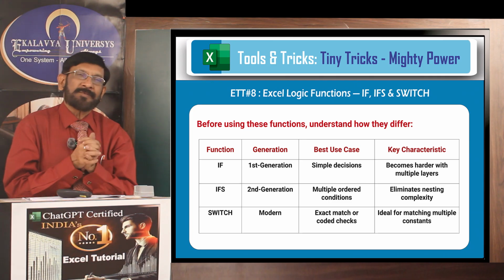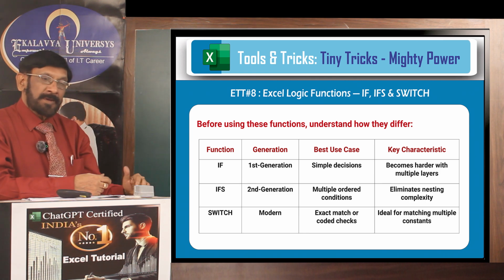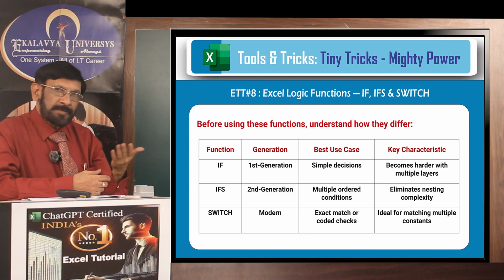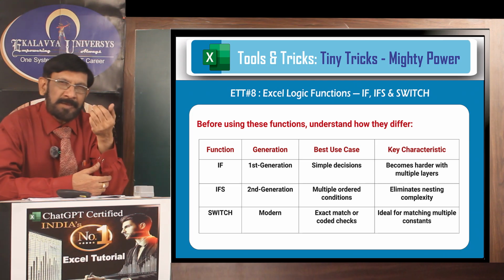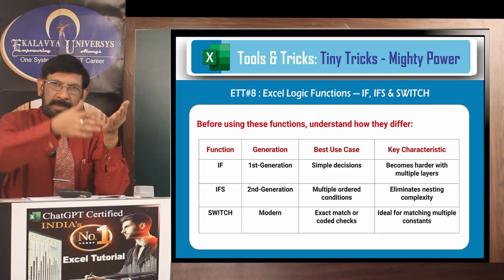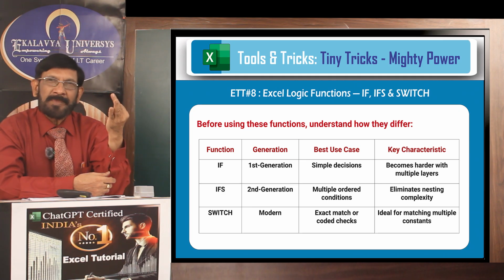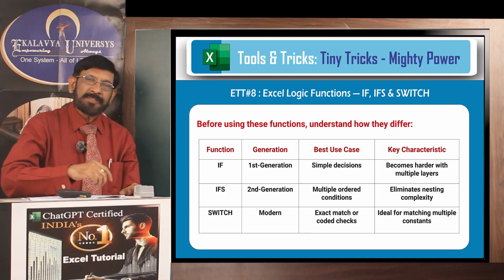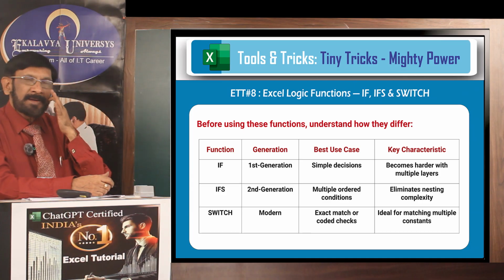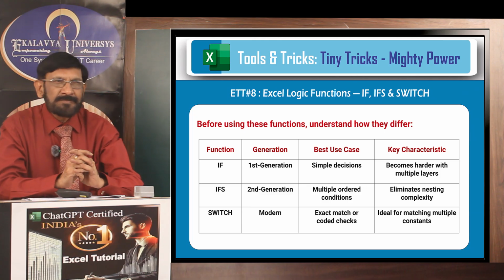When IFS is required, the second generation, actually, is when conditions are many. In a real-time environment, many conditions are there. I already gave an example of categorized grading of students: distinction, first class, second class, third class, fail. Five conditions are there. In this case, the code is highly readable and simple also. Thereafter, switch. Switch is much more advanced.